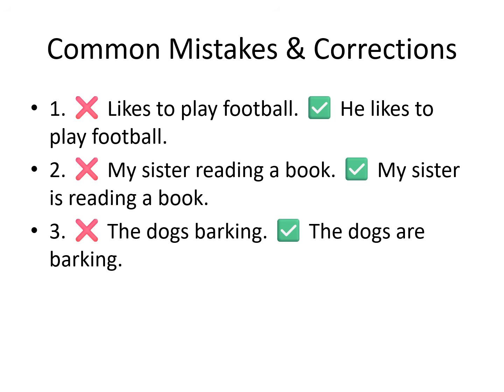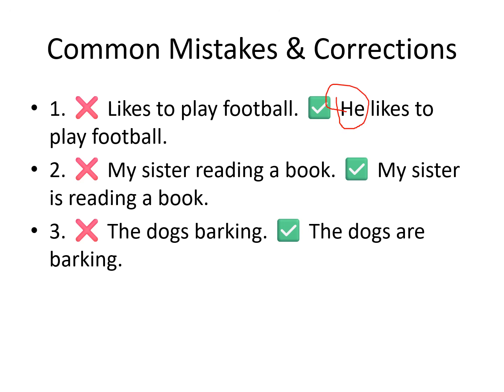Many beginners make mistakes while forming sentences. Let's look at some incorrect sentences and correct them. First, likes to play football. He likes to play football. We need a subject. So here the subject is he. He is the subject, and without a subject, the sentence is incorrect.